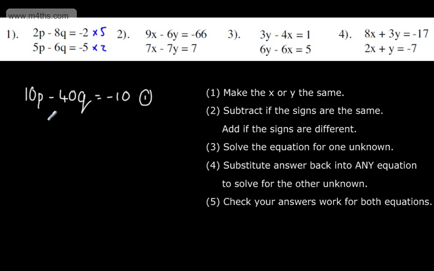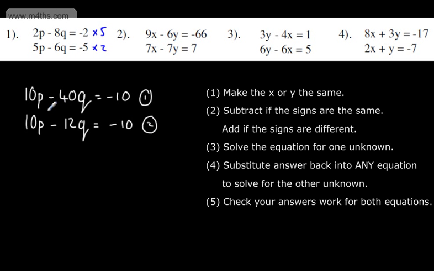Let's now multiply this one up. We're going to multiply this one by 2. That gives me 10p. Then we're going to have now minus 12q. And that is going to be equal now to minus 10. Okay, so what we've got here is a slightly different scenario. So let's call this equation 2.